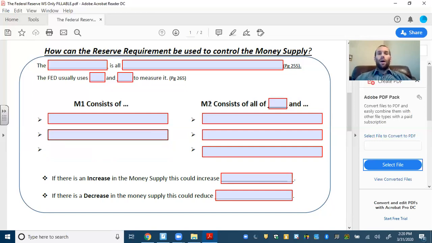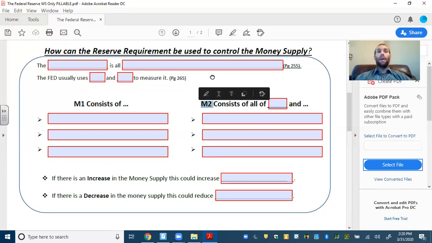Now, the other thing the Fed uses to measure how much money is in the economy is something called M2. M2 is what we call near money, as in it's money you can spend, but it takes a little while for you to be able to do that. So first, M2 consists of all of M1. So if you're wondering what's bigger, M2 or M1, the answer must be M2, because it's all of M1 plus some other things. In fact, it's much larger. It's like 3 or 4 times bigger.